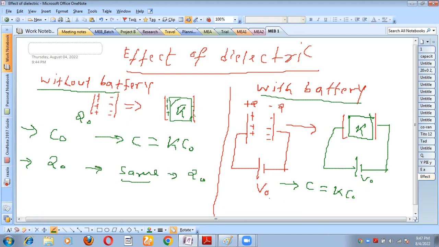Here, with battery, what will happen? The charge will not be the same. The charge will become Q, which may increase or decrease depending on the situation. What will happen to potential? Without battery, if the initial potential is V naught, the potential will decrease to V naught by K.